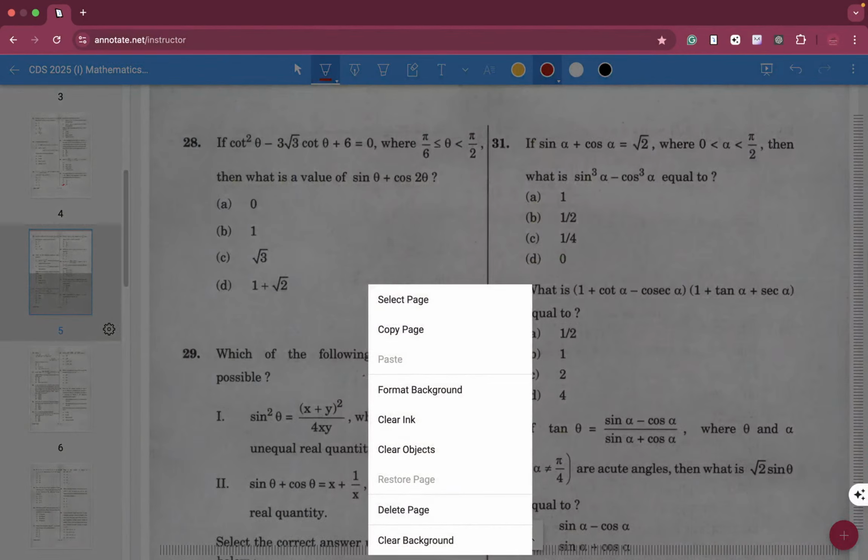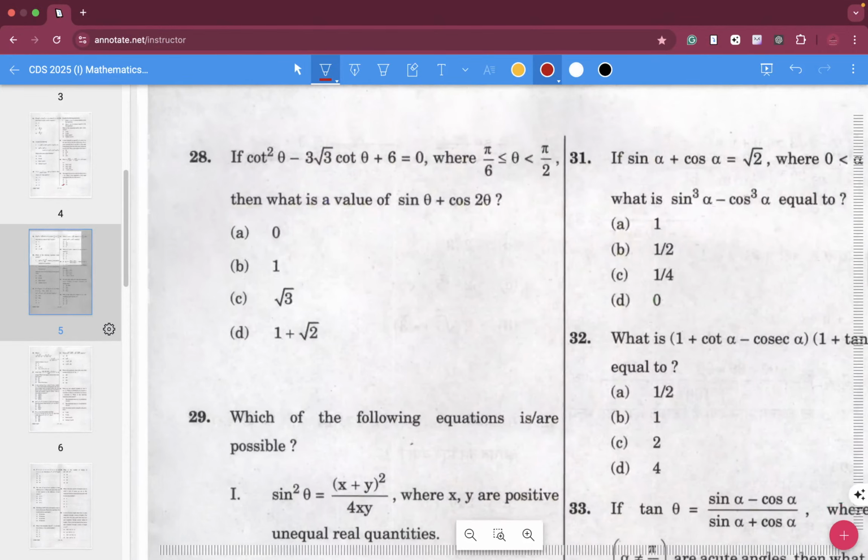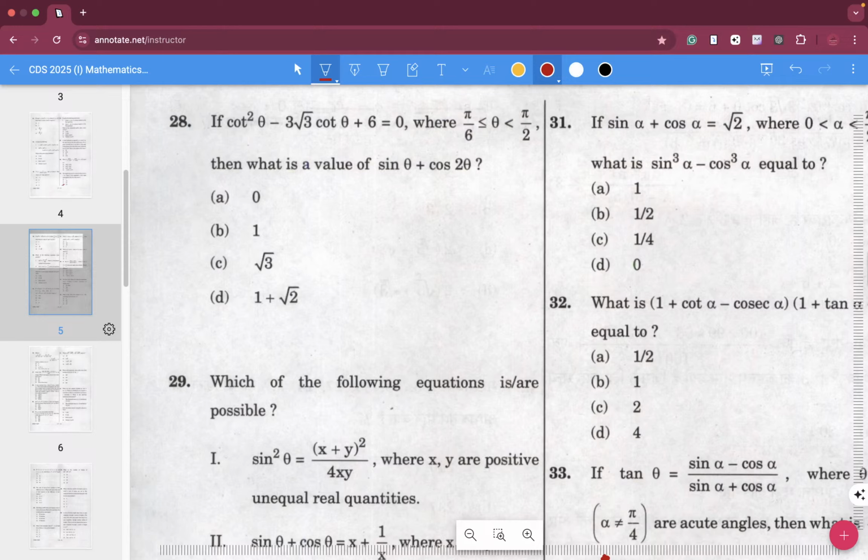Now let's look at question number 28 over here. Let's look at question number 28 a bit more closely, right? Cot square theta minus 3 root 3 cot theta plus 6 is equal to 0, right? Is that what they have given? Cot square theta minus 3 root 3 cot theta plus 6 is equal to 0 they have given, whereas theta belongs to pi by 6.